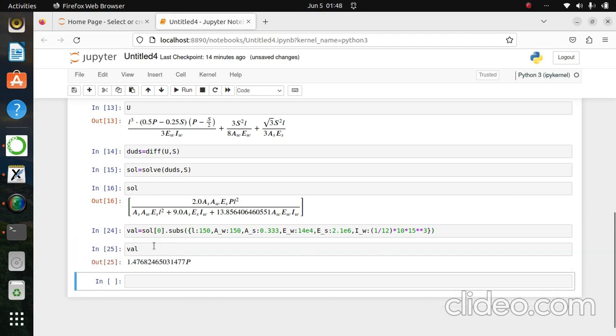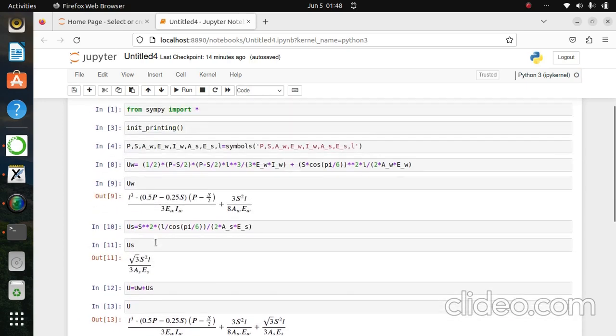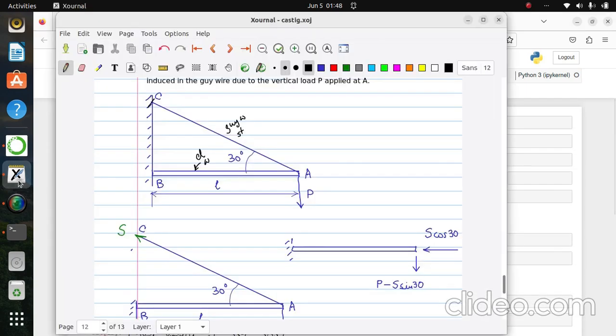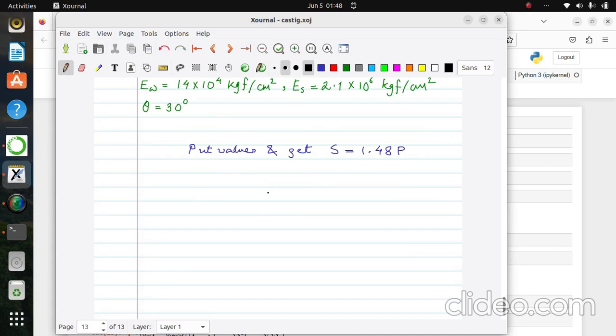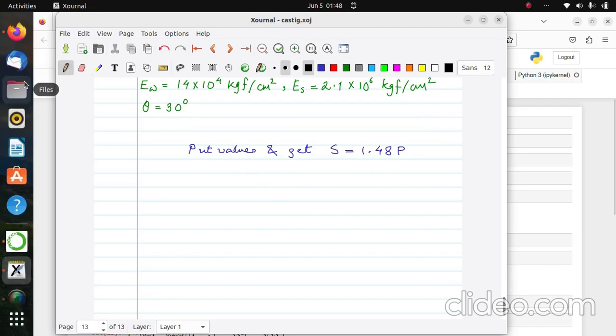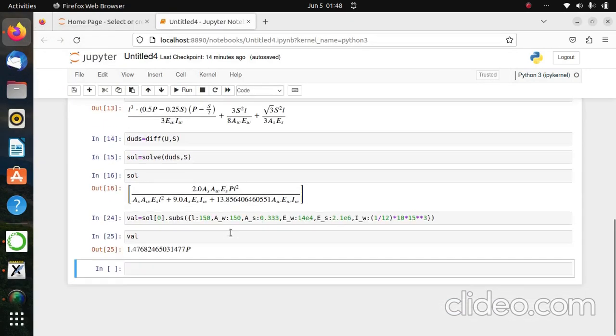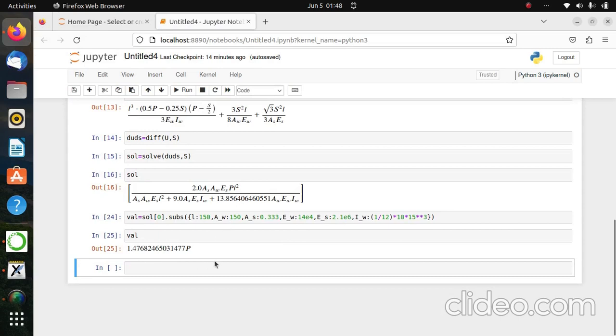Hopefully, and this is what we are getting, 1.4768P. So this is our problem and this is the answer. So the answer is S equal to 1.48P, and we are getting quite close, 1.4768P. So this is all. Thanks.